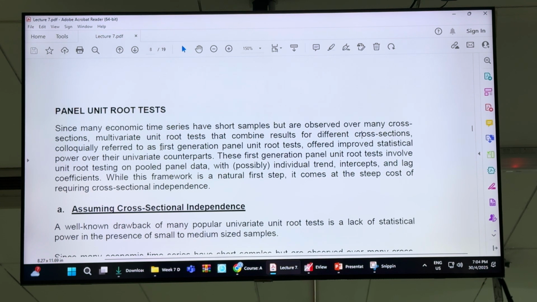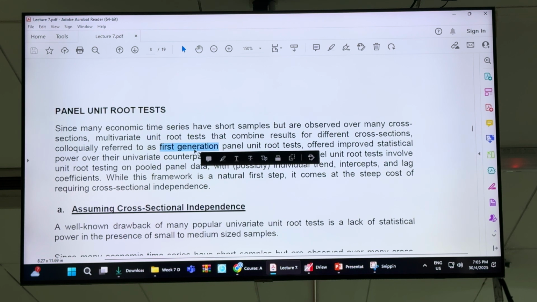So today we're going to just focus on the first generation panel unit root. After the semester break, we're going to focus on the second generation panel unit root. The difference between first and second generation is just like the cross dependency tests just now. We have the conventional one, and we also have the improved version. Like the Breusch-Pagan test is the original one, and then we have the Pesaran cross dependency test in 2004.